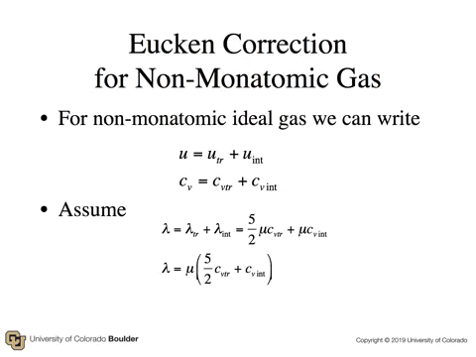There is a correction called the Eucken correction for non-monatomic gases, and basically what one does is write the internal energy as the translational contribution plus the internal contribution, likewise for the specific heat, and then assume that the thermal conductivity can be written as the sum of a translational and internal portion. And then you get an expression at the bottom, which is lambda is equal to mu times 5/2 times the translational contribution to the specific heat plus the internal contribution to the specific heat. There are many, many empirical expressions for thermal conductivity, and if you search the literature for some specific substance, you'll undoubtedly find some.